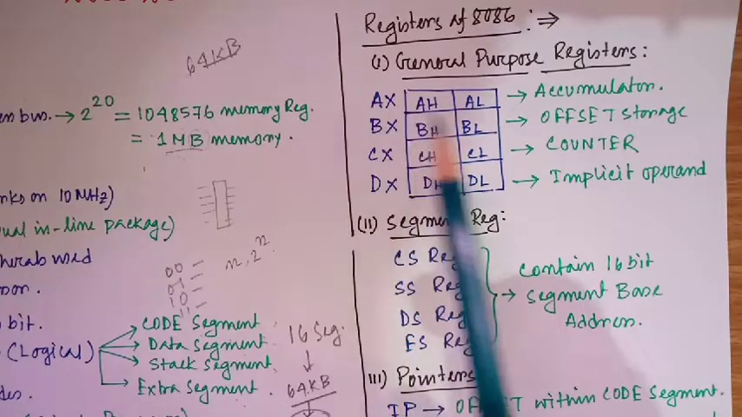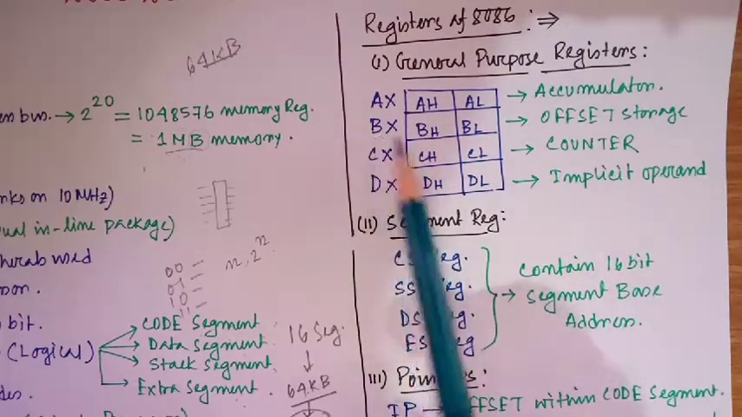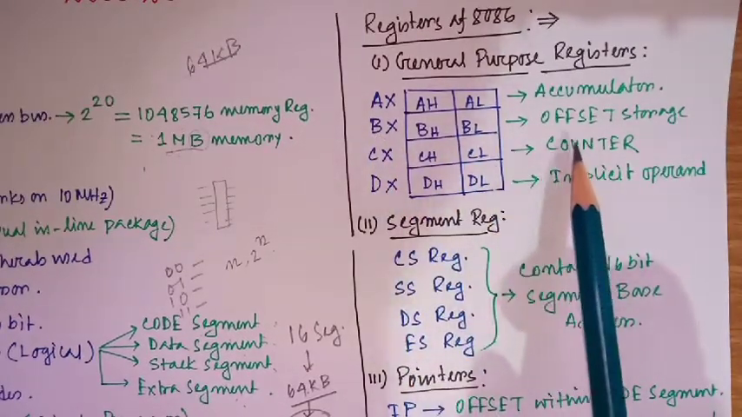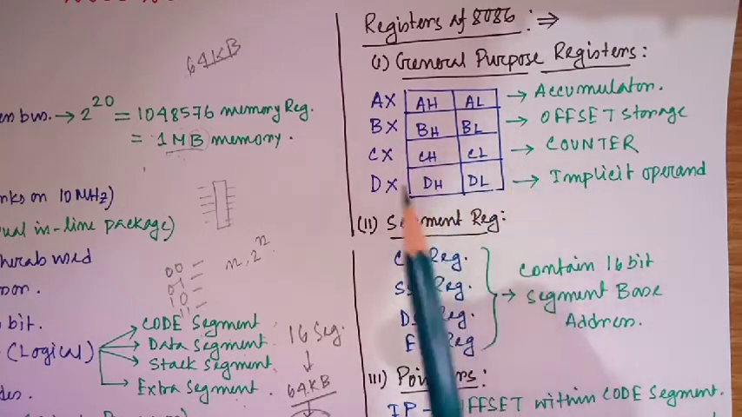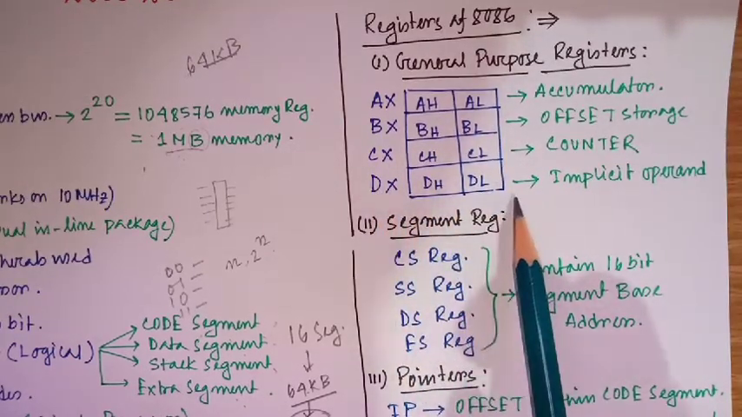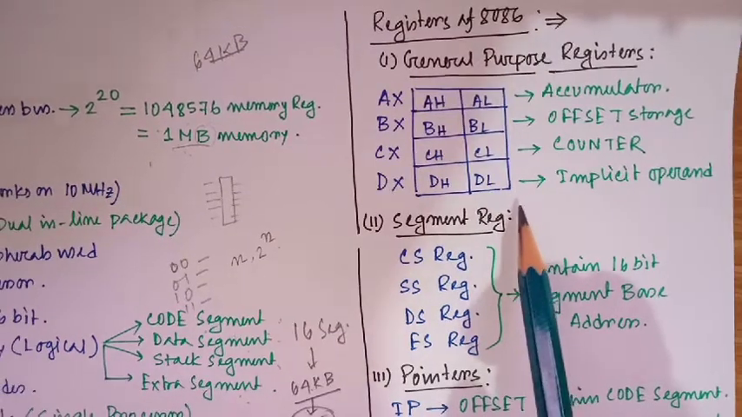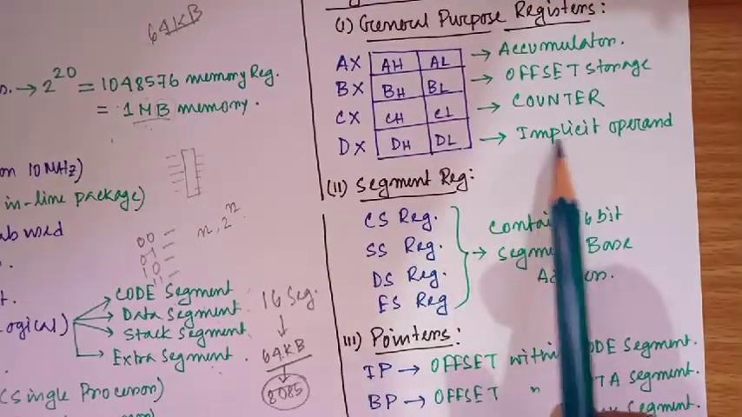The function of AX is the accumulator. BX is used to store offset. What is offset? I will explain later. CX is the default counter and DX is basically an implicit operand. So it is used in certain addressing modes, not in every case.